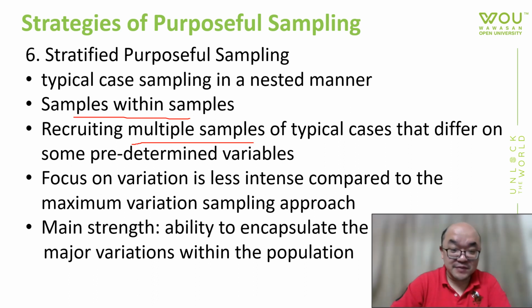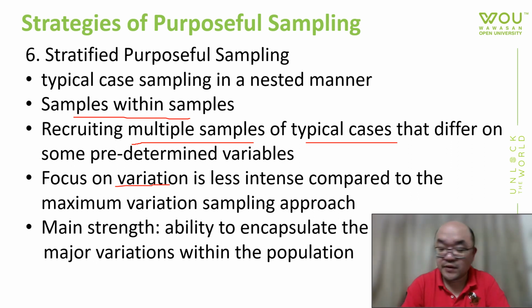You recruit multiple samples of typical cases, but they differ on some predetermined variables. So you don't focus on variation as much as in maximum variation sampling, but the idea is that you collect the sample first, then within the sample you differentiate them. For example, with the same example, victims of domestic abuse, you can recruit all of them, then separate them by age and by ethnicity. Those are the idea of samples within samples.